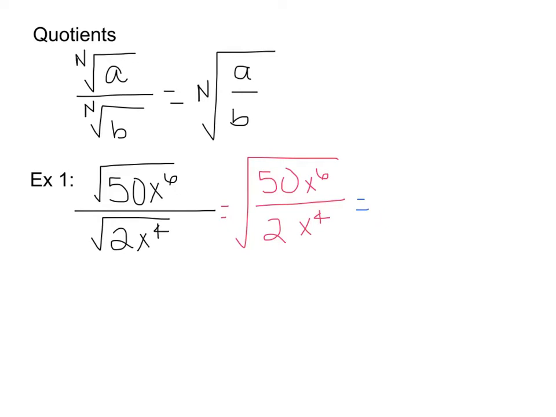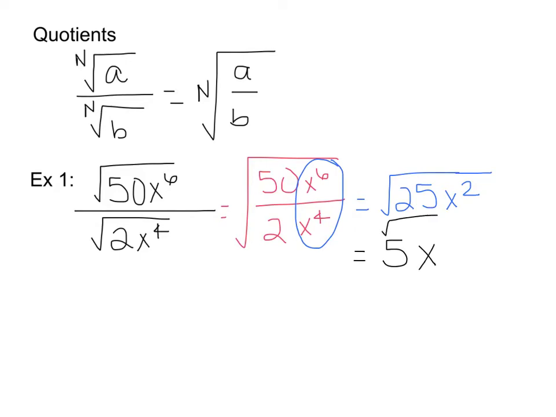Now actually divide 50 divided by 2, which is going to give you 25. And then for your x's, you subtract them. So 6 minus 4 gives you x to the 2nd. The square root of 25 is 5. The square root of x squared is x. Remember, it could also be 5 times 5, x times x. Circle two of the same things to make it come out in front, which is how you get 5x.